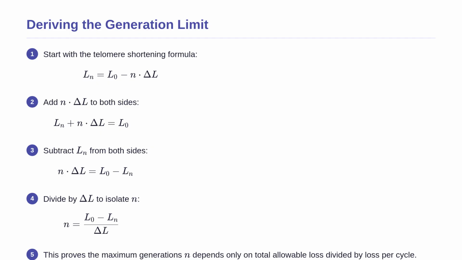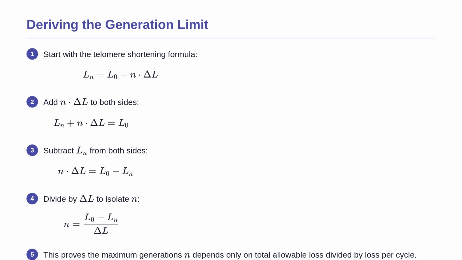Now that we have solved for the Hayflick limit numerically, let us prove the general mathematical relationship for any cell's maximum generations. We start with our standard telomere shortening formula. Our goal is to isolate n. First, we add n times delta L to both sides to make it positive.